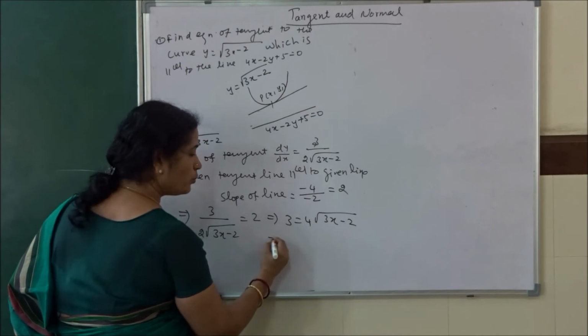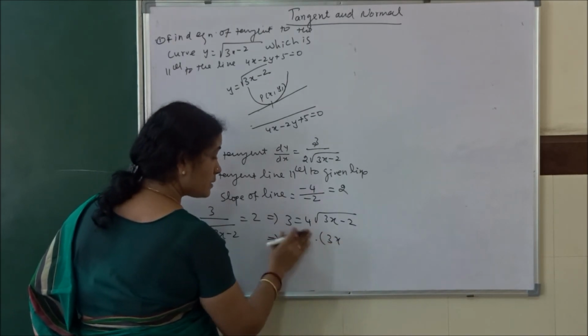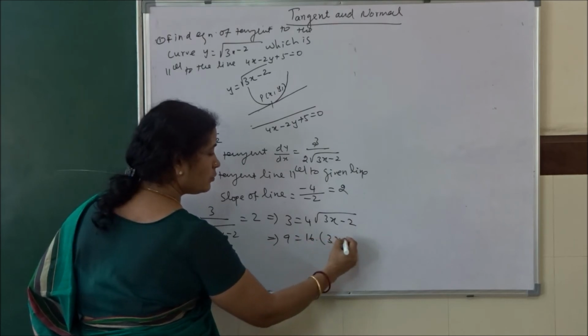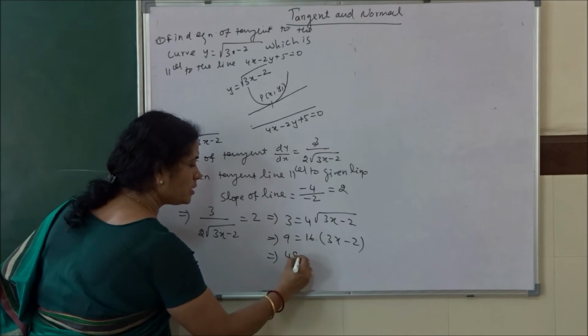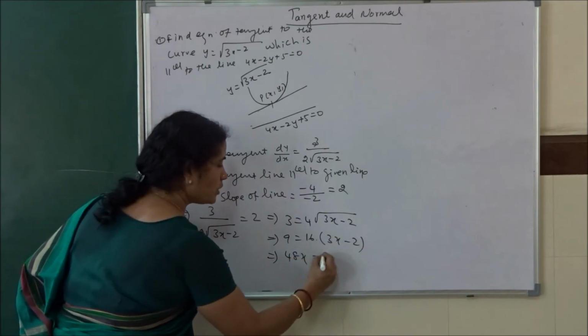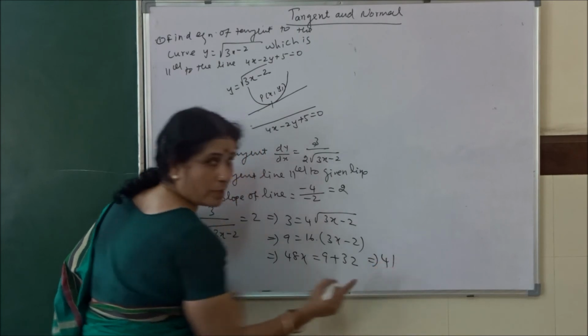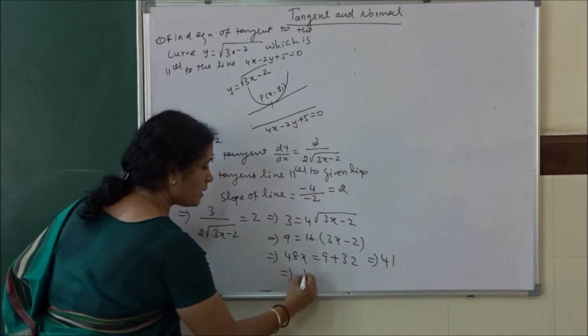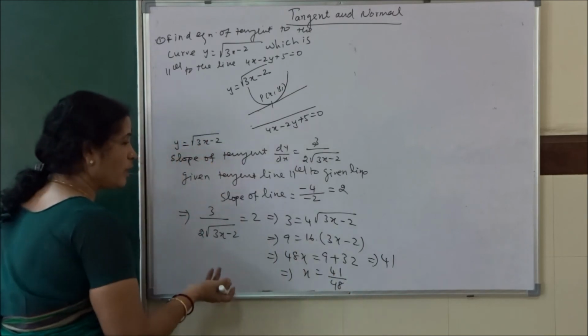Very carefully you have to do calculations, squaring on both sides. 9 equals 16 into 3x minus 2. Otherwise this implies we are getting 48x minus 32 equals 9, so 48x equals 9 plus 32. Now this is equal to 41. So this implies x is equal to 41 by 48. You have to see the calculation once again.